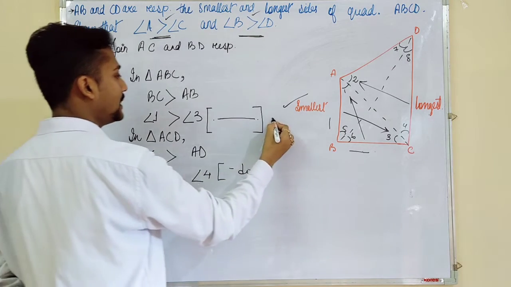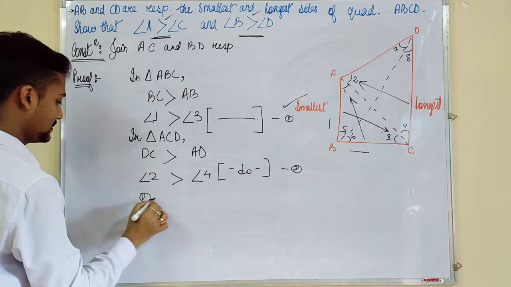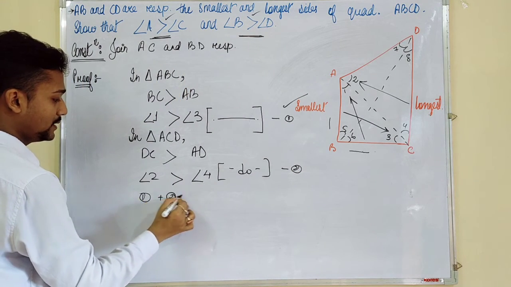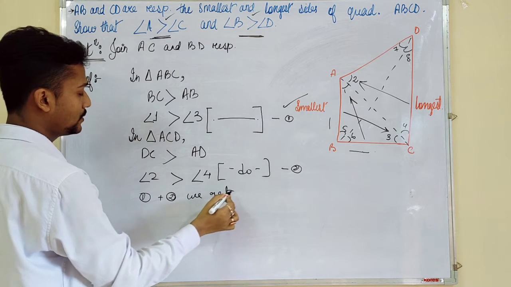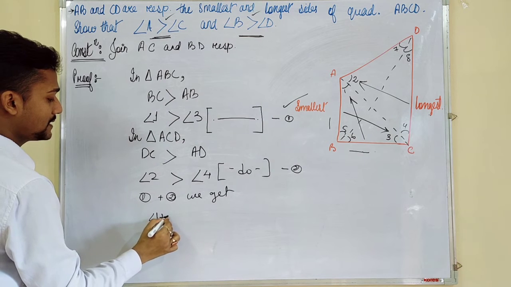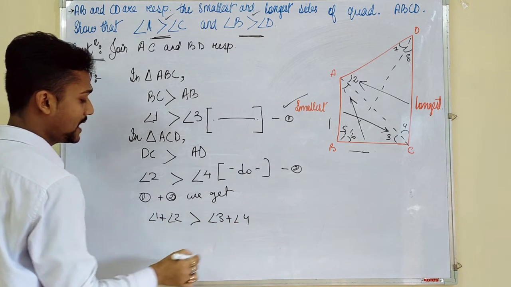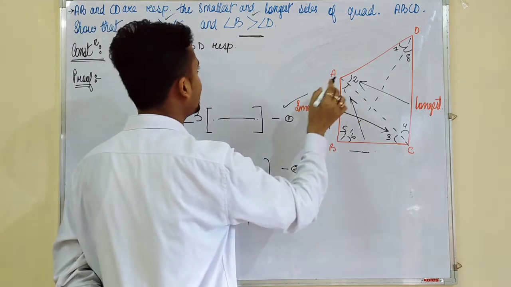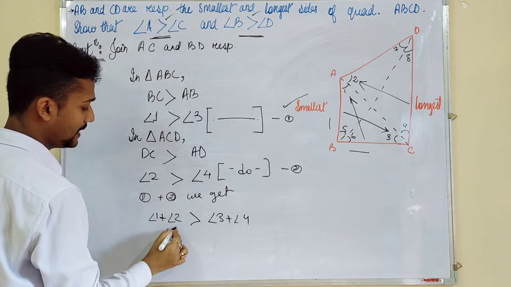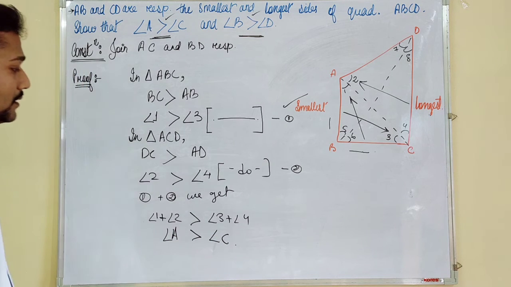Mark it as 1, mark it as 2. Adding 1 and 2, what do we get? Angle 1 plus angle 2 is greater than angle 3 plus angle 4. Angle 1 plus 2 is equal to what? Angle A. Angle A is greater than angle C.